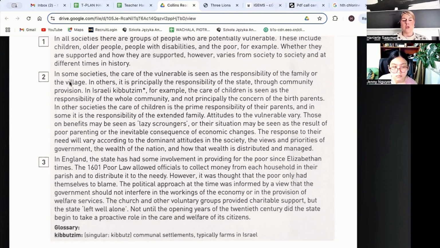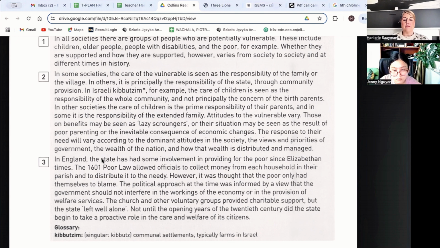Okay, so I'm going to read this to you. In some societies, the care of the vulnerable is seen as a responsibility of the family or the village. In others, it is principally a responsibility of the state through community provision. In Israeli kibbutzim, for example, the care of children is seen as a responsibility of the whole community and not principally the concern of the birth parents. Okay? In other societies, the care of children is a prime responsibility of their parents. And in some, it is a responsibility of the extended family. Attitudes to the vulnerable vary.